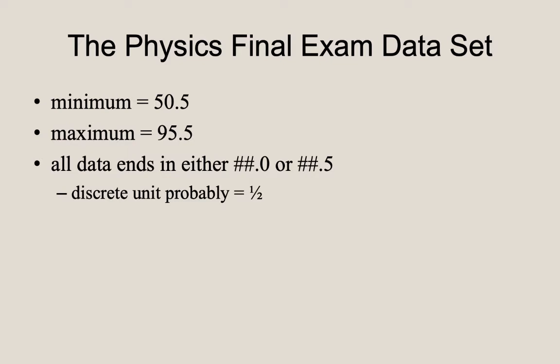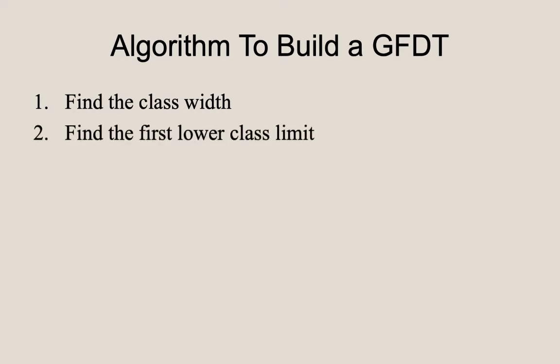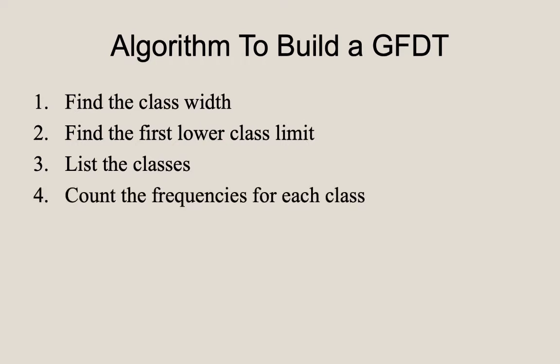Now, with these three numbers, the minimum, the maximum, and the discrete unit, we can begin the process of building the GFDT. The algorithm that we're going to use follows the following 4 steps. First, we have to find the class width that is appropriate for our data. Second, we need to find the first lower class limit for the data set. Then we will list all of the classes. Those essentially are the bins or the buckets in which the data is going to be sorted. And then finally, we'll count the frequencies for each class.